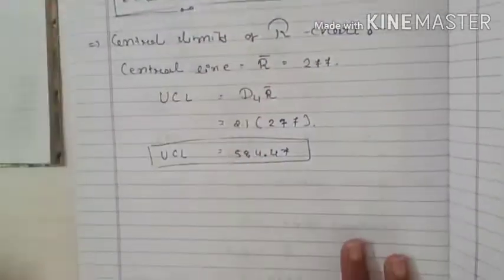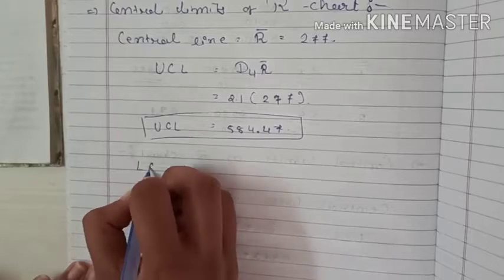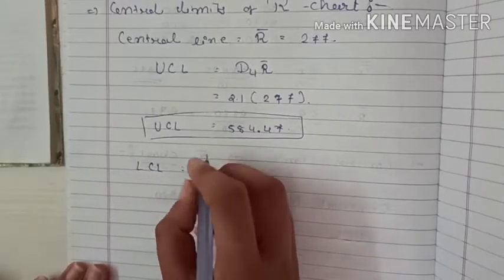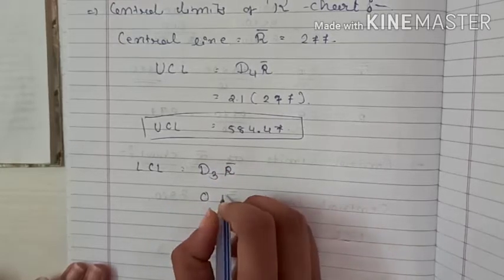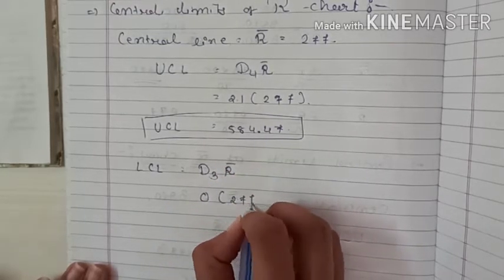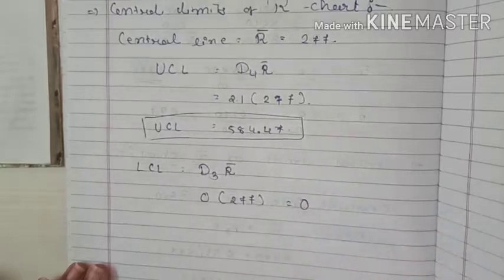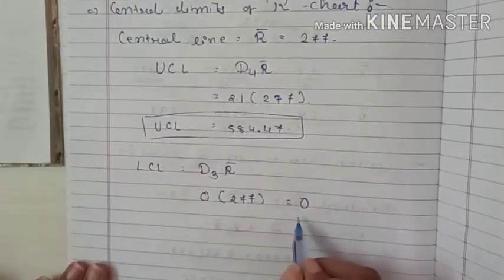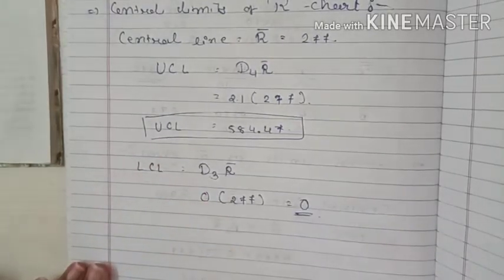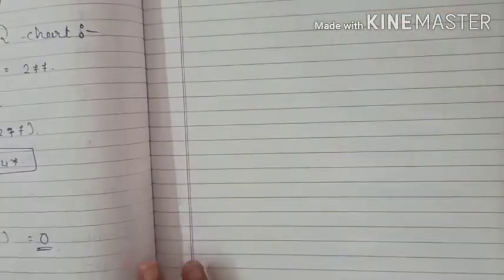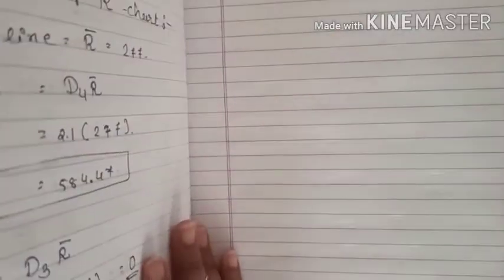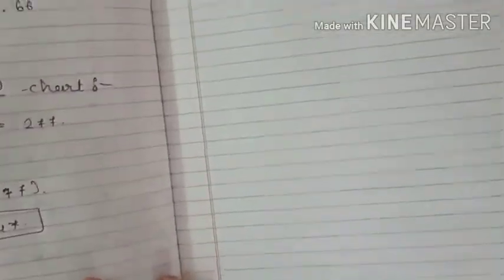Now lower control limit is D3 R bar. D3 is equal to 0. R bar is 277. Answer will be 0. So lower control limit will be 0. Then we have found all the control limits of the X bar chart and R chart. Now we are making the X bar chart and R chart.